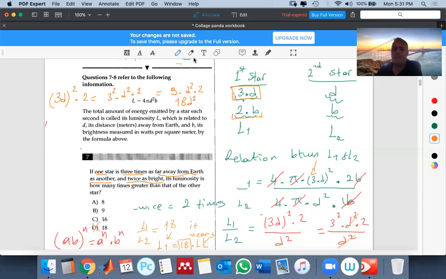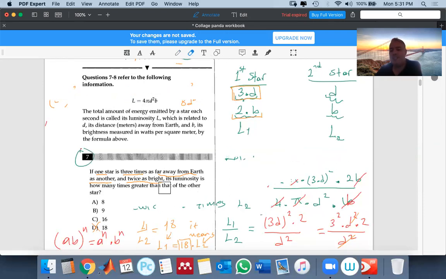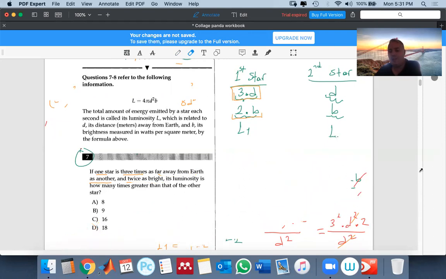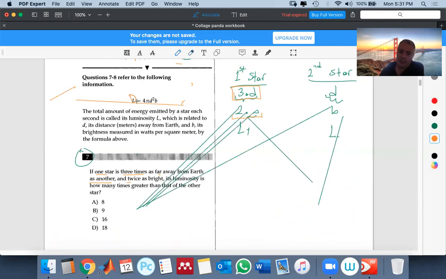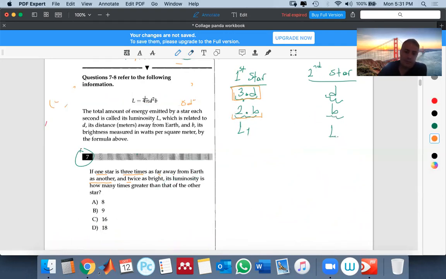And normally, how can I solve this question? I'm just explaining to you. For that reason, I did lots of things. Normally, how can I solve this question? Simply this. L is depending on what? L depends only on D and B.